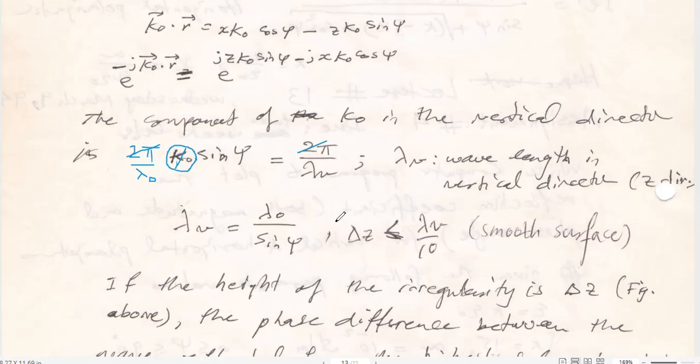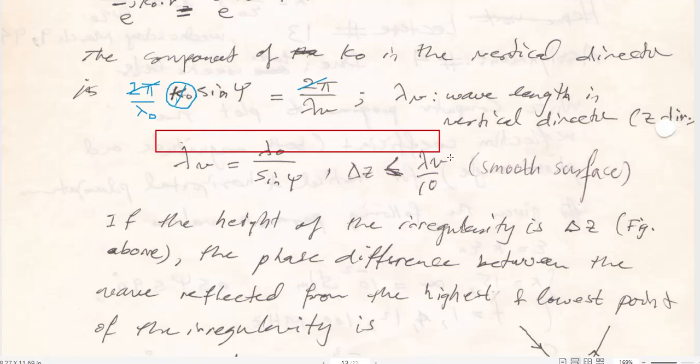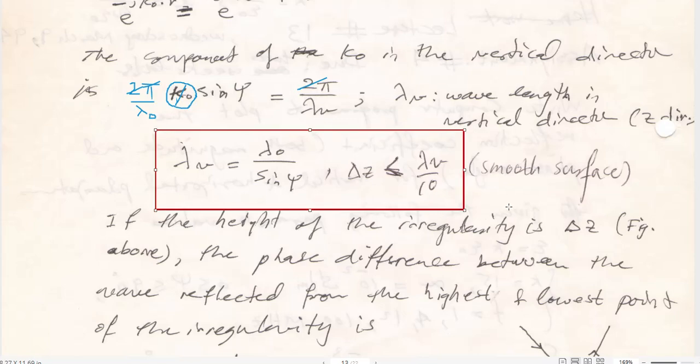For the earth surface to be considered smooth, the vertical variation should be less than 0.1 of the vertical wavelength. In this case, the surface will be considered smooth. We will use this equation.